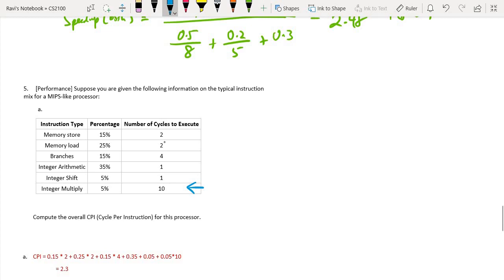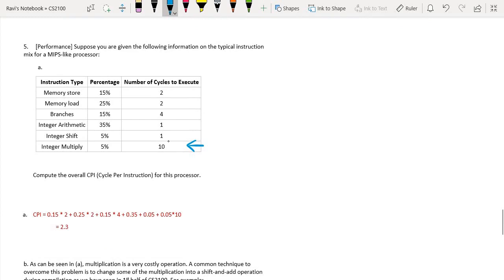Now for part A of this question, we are computing the overall CPI, cycles per instruction, of the processor. Basically, for each of these entries, you take the percentage multiplied by the number of clock cycles, so 0.25 multiplied by 2 and so on, and you add up everything together as shown over here, and you get the CPI as 2.3. That means you take an average of 2.3 cycles per instruction for this processor.